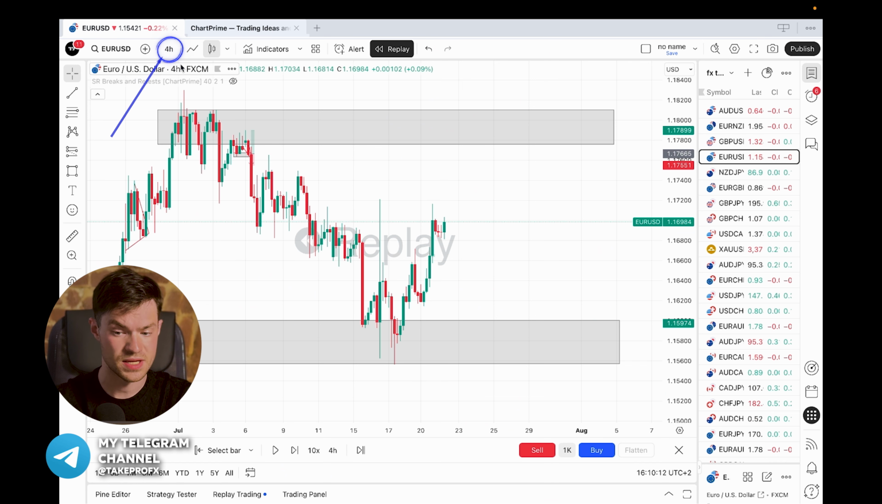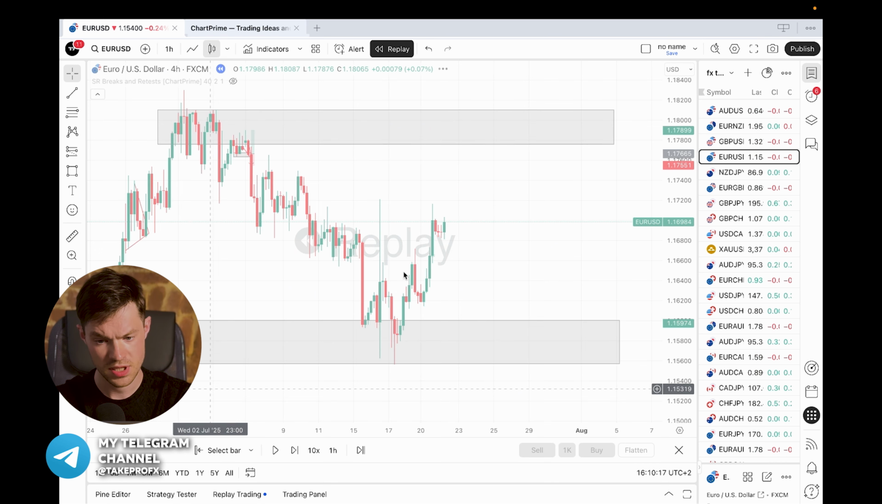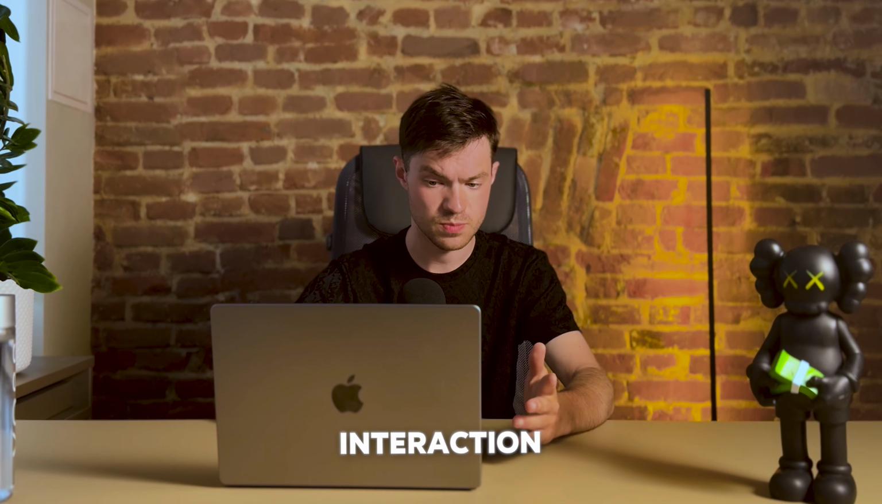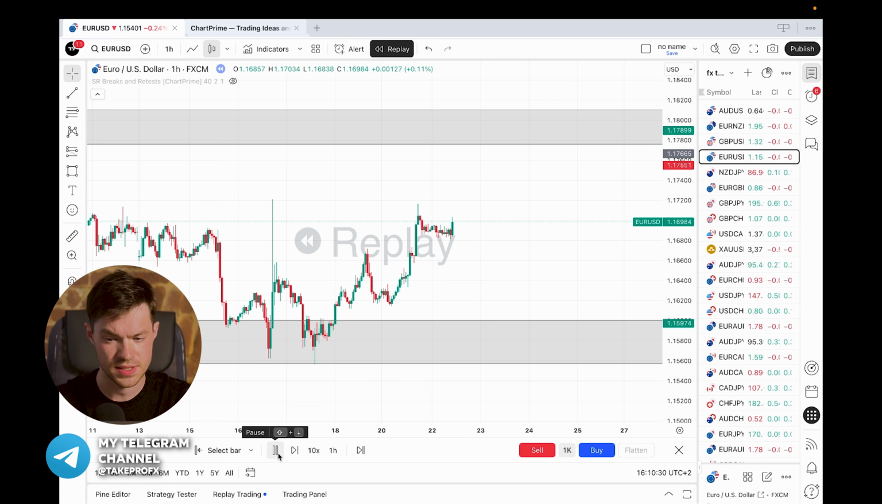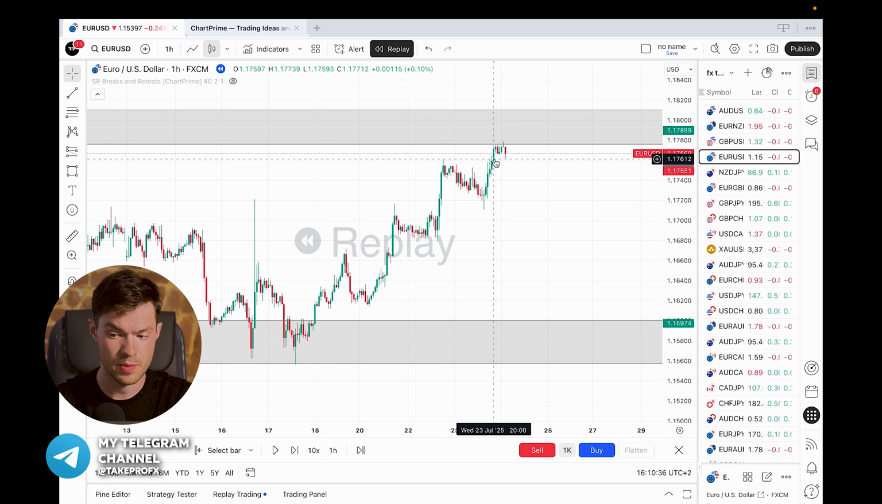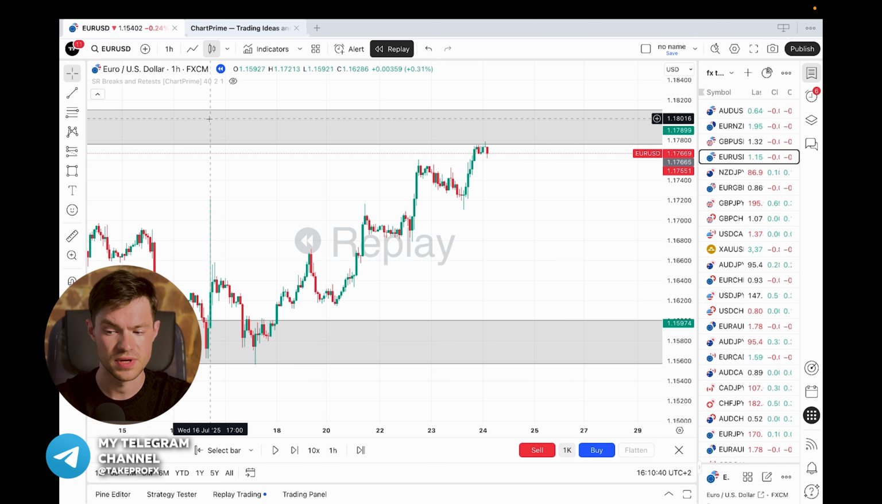Once we have marked the key zones of interest, the next step is to switch to the younger time frame. It is 1 hour, to track the interaction between price and our key levels. Let's rewind the chart until price starts interacting with one of the zones of interest. So as we can see, price has now approached the upper boundary, and our next step in our checklist will be to look for trigger zones for trend reversal.